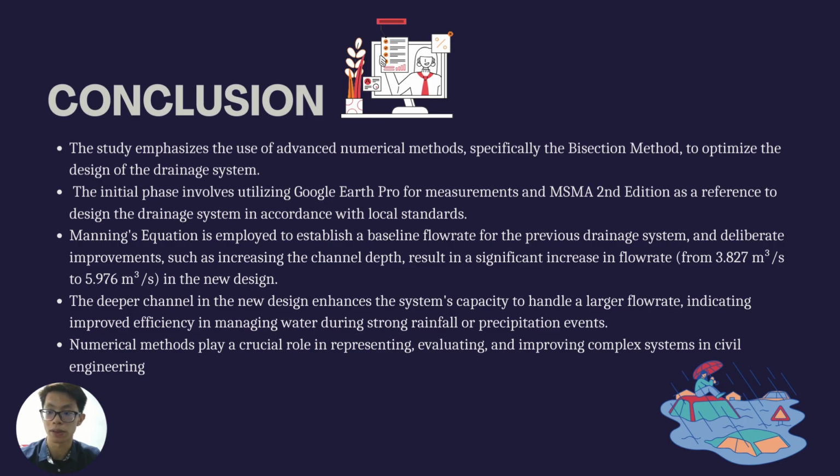The new design shows a notable increase in the flow rate from 3.827 meter cube per second in the previous system to 5.976 meter cube per second. This is due to the planned improvements, including an increase in the channel depth from 1.5 meter to 2 meters. The deeper channels will provide a higher flow rate, indicating an enhanced capacity to manage large volumes of water during intensive rainfall. This is a critical aspect in mitigating flood risks, especially in areas like Taman University Parit Raja. The increased flow rate suggests improved water management and diversion capabilities, safeguarding critical locations more effectively.